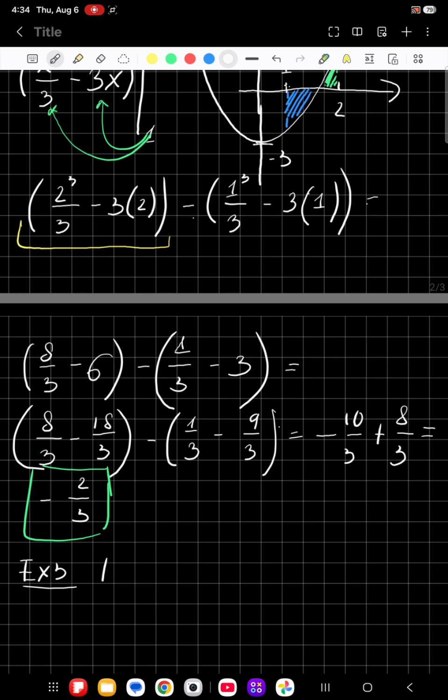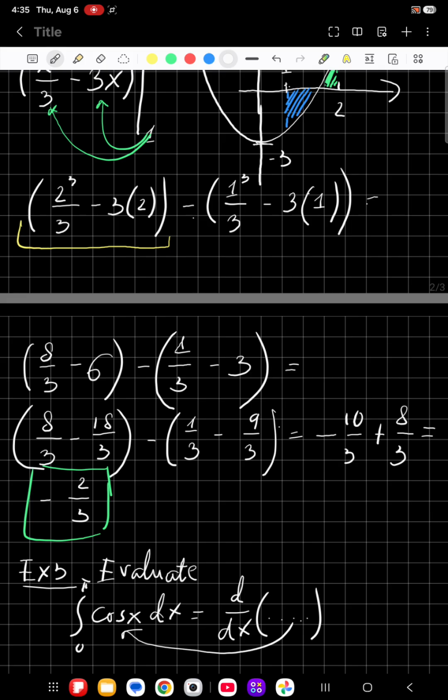And again, evaluate. And we have something like this. So it goes from, this time it's a trigonometric function, 0 to pi of cosine x dx. Right, so I have this trigonometric function. So we could be thinking, if I took a derivative of some function, what function would that be so that I get cosine x?